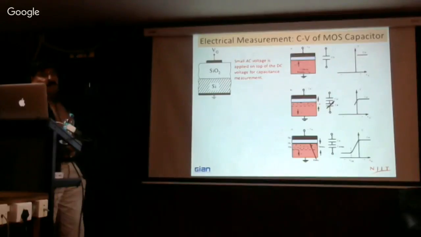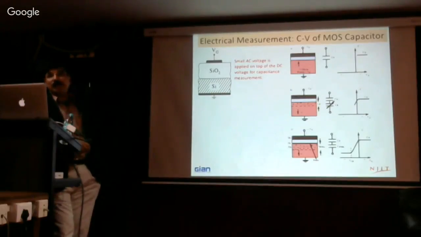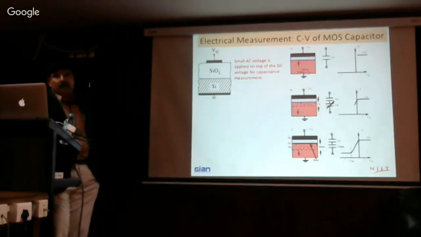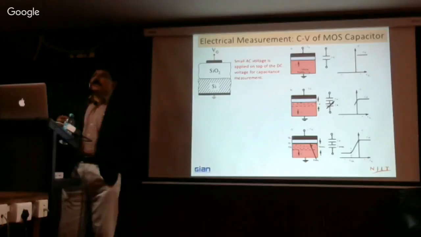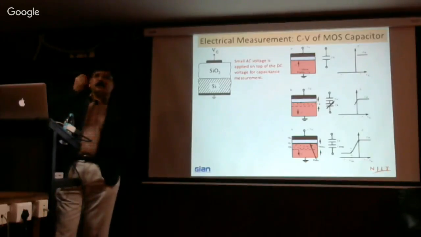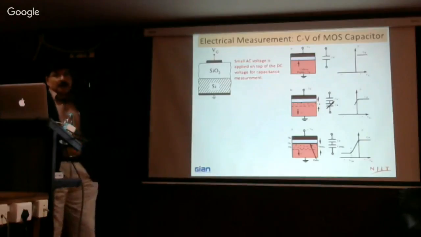So you have a depletion region, and the depletion region capacitance goes in series with the oxide capacitance. That's why the total capacitance starts going down. This positive charge here is mainly because of the ionized impurities. Similar to that of the PN junction depletion region, you have ionized impurities there, so they will be all positively charged.